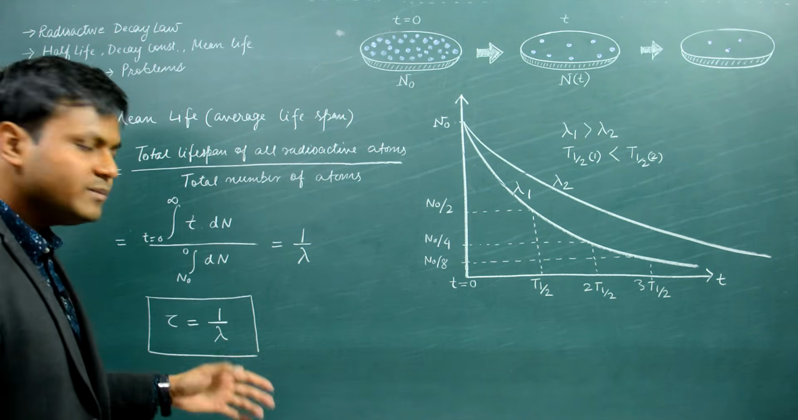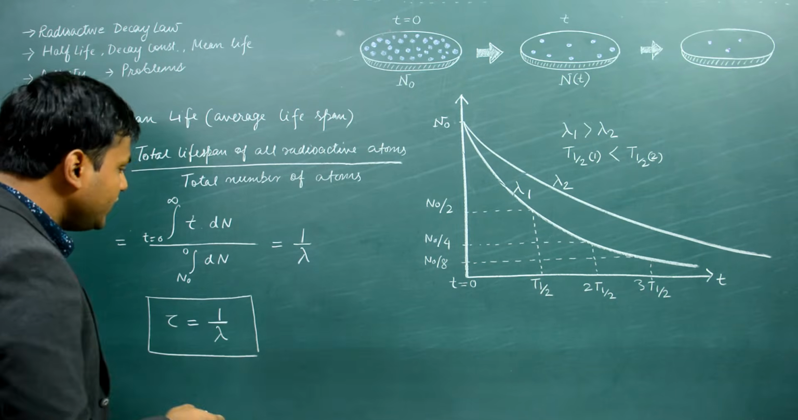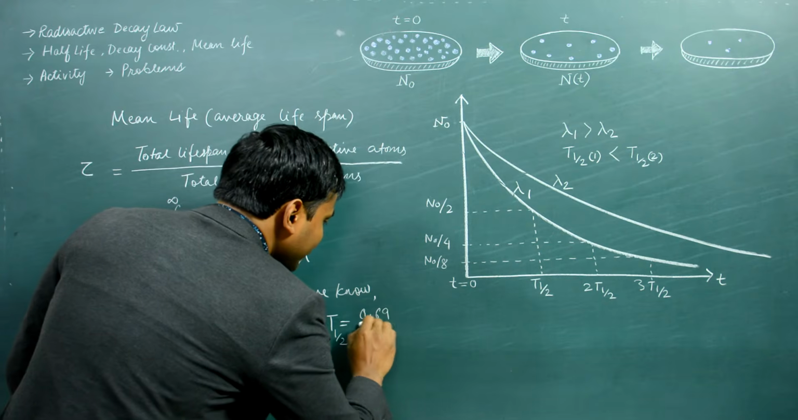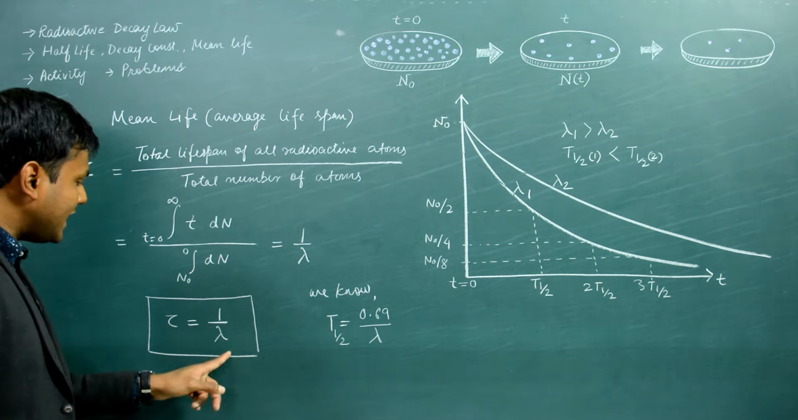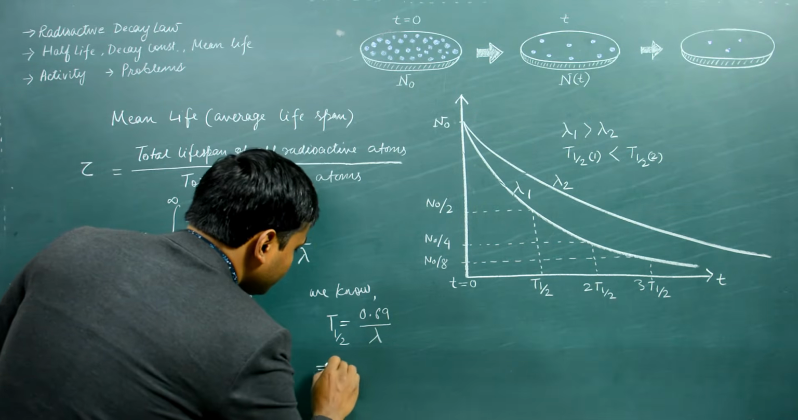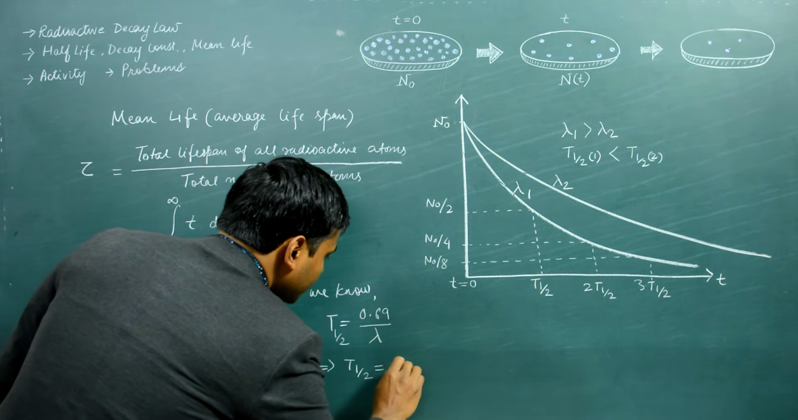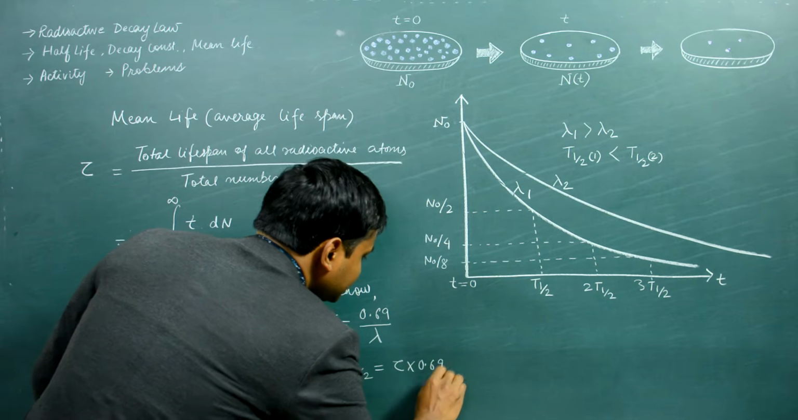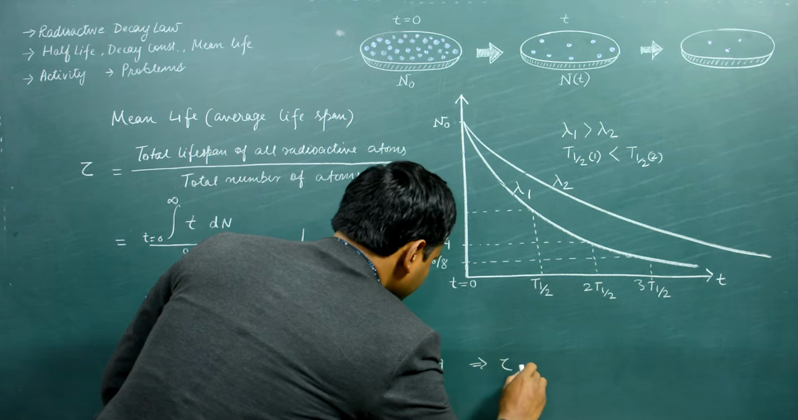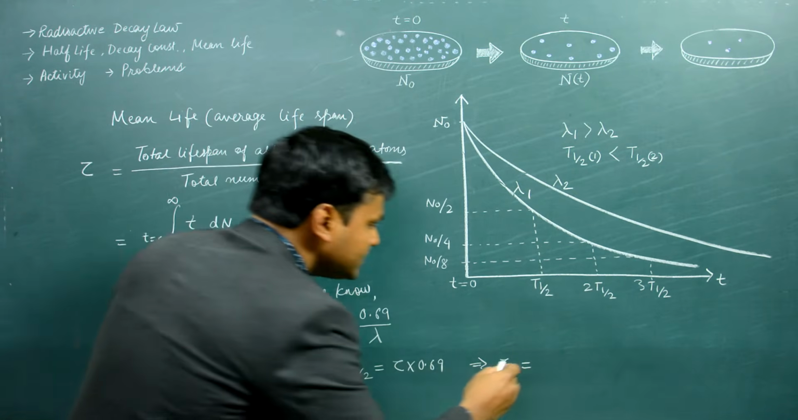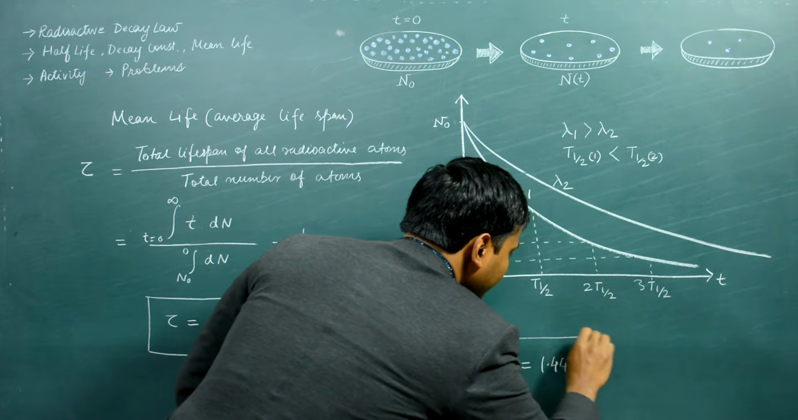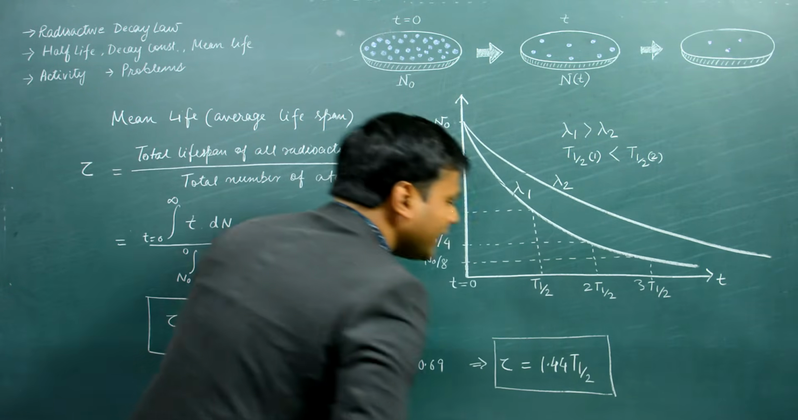We can also find a correlation between mean life and half-life. So we already know that half-life is basically equal to 0.69 divided by lambda, right? And 1 by lambda is nothing but tau. So here I can borrow this expression and substitute here to get t half is nothing but tau multiplied by 0.69. If I take the 0.69 and bring it to the left hand side, in that case this mean life is nothing but 1 upon 0.69, which is 1.44 multiplied by t half. So the mean life is basically equal to 1.44 times the half-life of the sample.